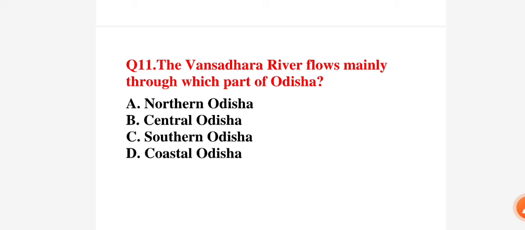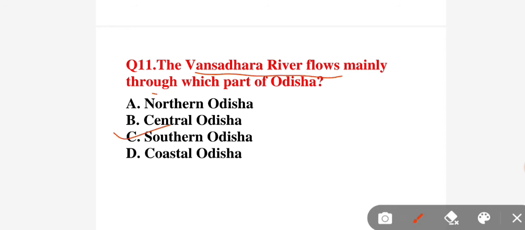The Bansadhara river flows mainly through which part of Odisha? Option A, northern Odisha; option B, central Odisha; option C, southern Odisha; and option D, coastal Odisha. What is the right answer here? The right answer is southern Odisha. The Bansadhara river flows mainly through southern Odisha.